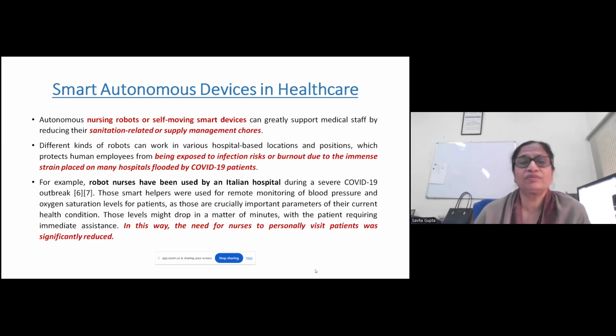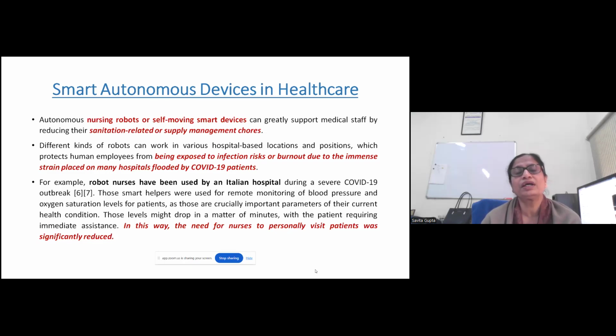It is very new and still in its infancy. Still, much future work is going on in smart autonomous devices in healthcare. So what are smart autonomous devices? We are talking about autonomous vehicles. Now there are autonomous robots, nursing robots, or self-moving smart devices in the health industry which can support the medical staff by reducing their sanitation-related or supply management costs.